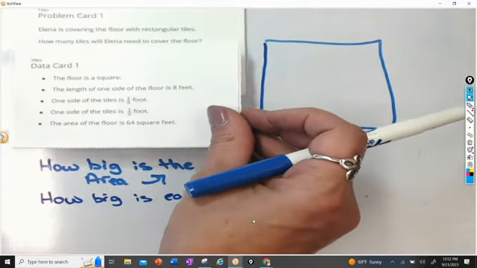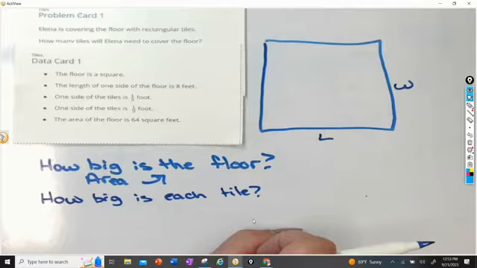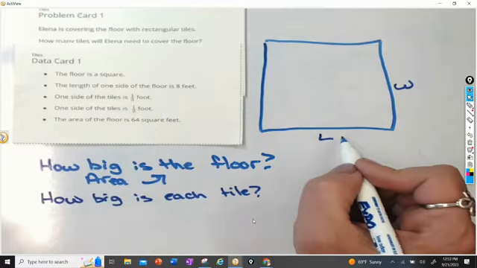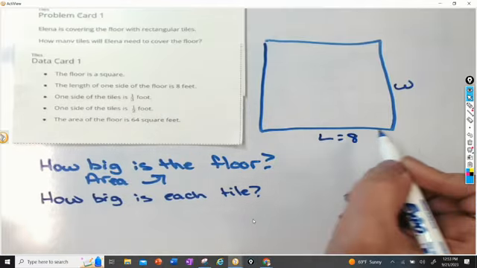All right, the first thing it says is that the floor is a square. Oh, that's important because that means that the length and the width are the same number, aren't they? Then it says the length of one side of the floor is 8 feet. So that means this is 8 and this is 8. And over here it says the area of the floor is 64 square feet. So if I multiply 8 times 8, I know that the area is going to be 64 square feet. All right, let's put that aside for now.